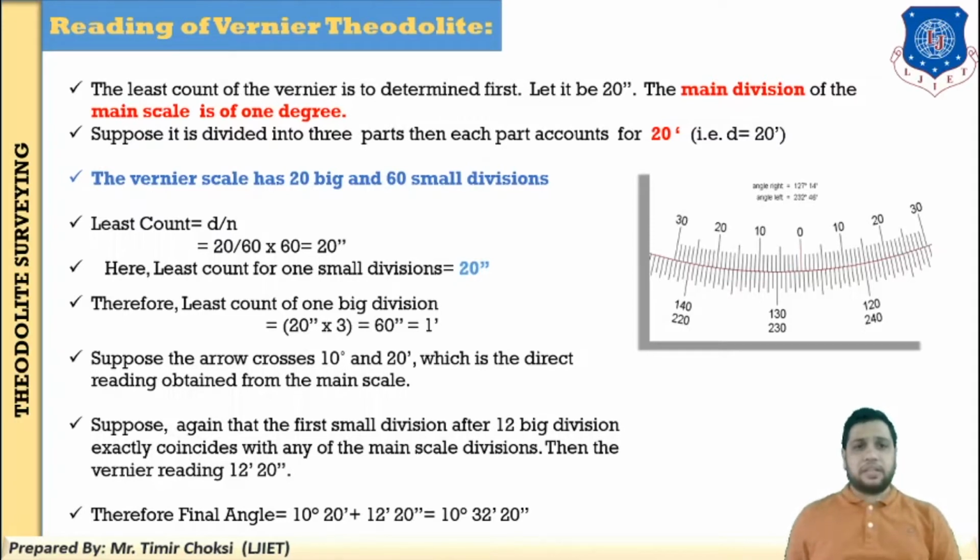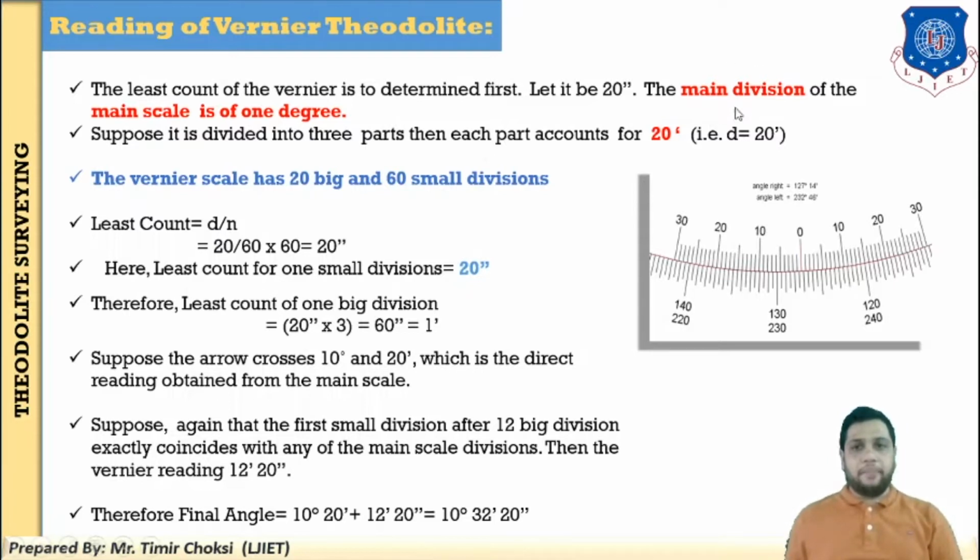First, for any theodolite, the least count of the vernier is determined first. A different instrument, meaning a different theodolite, has a different least count. Let it be 20 seconds. So assume that the least count of the theodolite is 20 seconds. There are two major scales used for taking the reading: one is the main scale and one is the vernier scale.